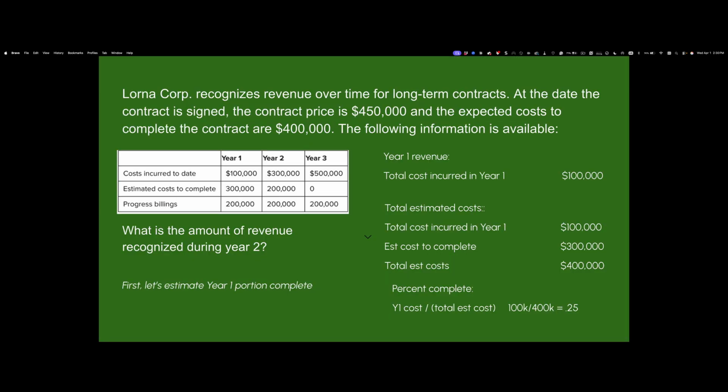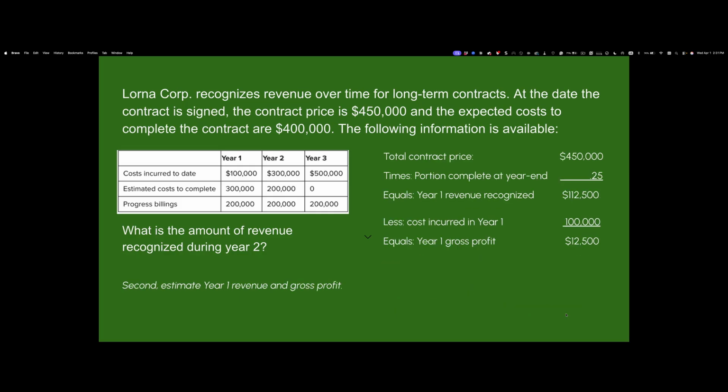The facts are the same as in the other videos, except that we have the contract price of $450,000. Therefore, when we have $100,000 in year one and expect another $300,000 to occur over the life of the contract, we're 1/4 complete. And we use that to recognize revenue for the first year. 1/4 of the total contract price is going to be recognized as revenue. And that's what we do here.